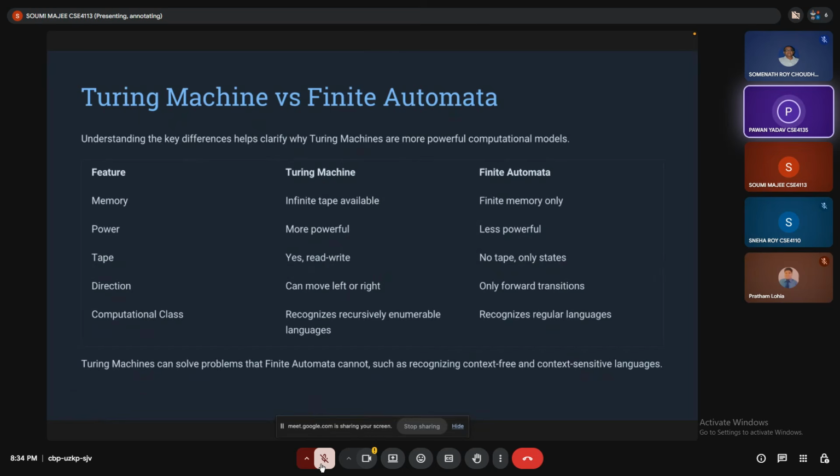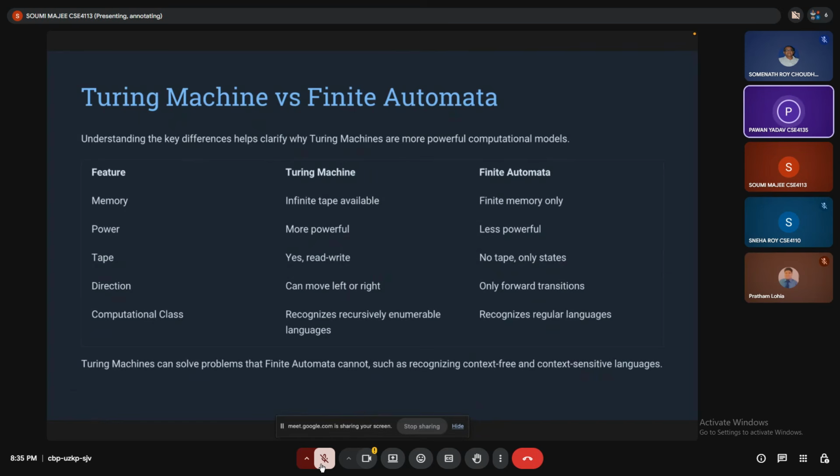Okay, so Turing machine versus finite automata. It tells us the differences that clarify how a Turing machine is more powerful than other computation models, in terms of features, power, tape, direction, and computation classes. A Turing machine has an infinite tape available, while a finite automaton has finite memory only. A Turing machine is more powerful than a finite automaton, and it can read and write. In a finite automaton there is no tape, only states. In a Turing machine you can move left or right, while a finite automaton only has forward transitions.